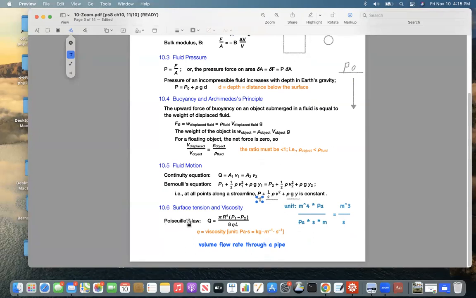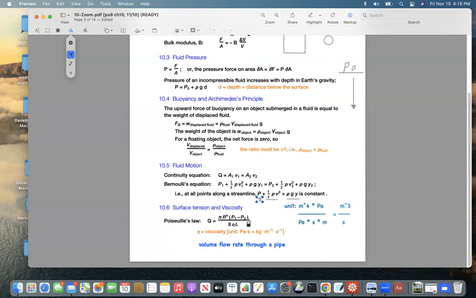Monsieur Poiseuille defined a material property called viscosity, eta. And this gives me the volume flow rate through a pipe where the pressure at the two ends of the pipe are P1 and P2. The radius of the pipe is R. The length of the pipe is L.